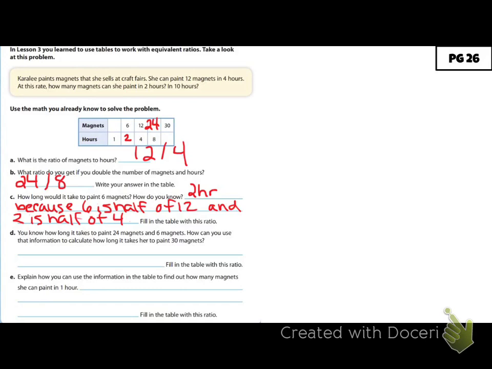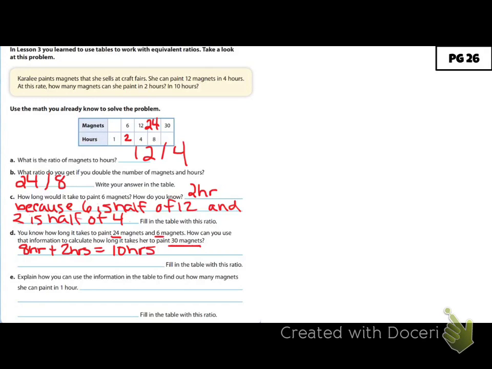Part D says, you know how long it takes to paint 24 magnets and 6 magnets. How can you use that information to calculate how long it takes her to paint 30 magnets? Well, if we take 24 and 6 and we add those together, we get a total of 30 magnets. So if we take the number of hours for 24 magnets, which is 8 hours, and we take the number of hours for 6 magnets, which is 2 hours, we can do the same as we did with the magnets. We can add them together to get a total of 10 hours.